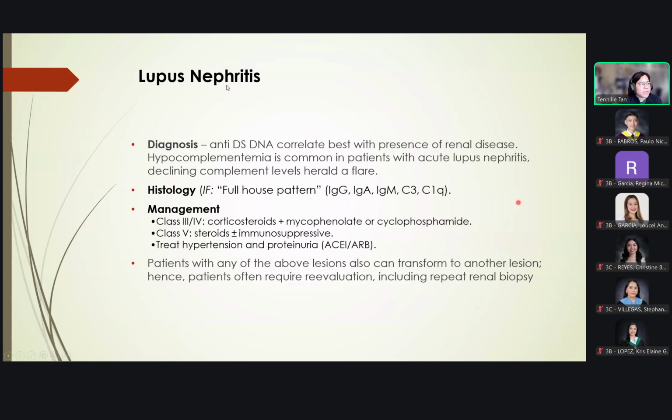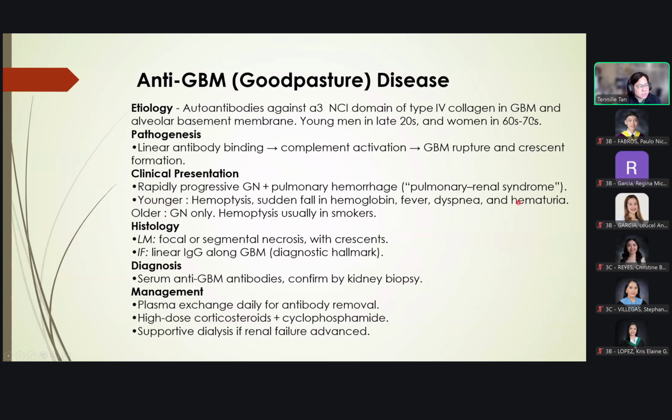So we have anti-GBM or Goodpasture's disease. The etiology here is autoantibodies against the alpha-3 NC1 domain of type 4 collagen in the glomerular basement membrane and the alveolar basement membrane. This usually occurs in young men in their late 20s or women in their 60s and 70s. Pathogenesis is linear antibody binding, leading to complement activation, eventually to GBM rupture and crescent formation.